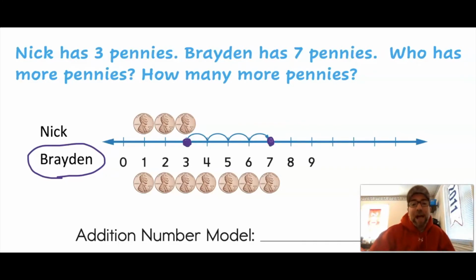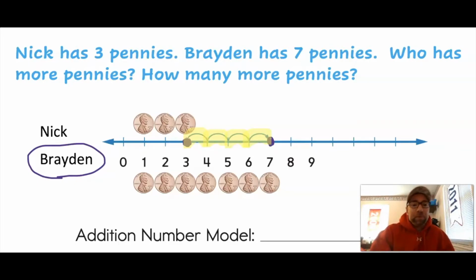Now when I want to find how many more pennies, all I have to do is make hops and connect the dots. I can count up. 3 plus 1, 2, 3, 4 would equal 7. So there's 4 more pennies that Braden has.